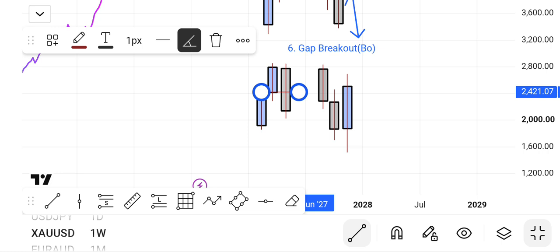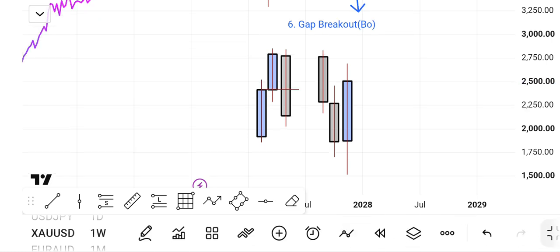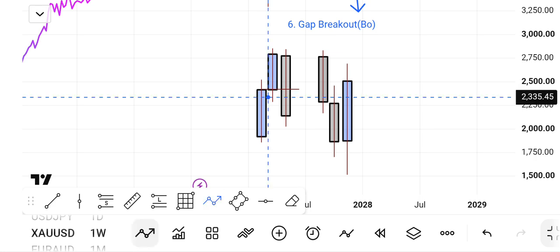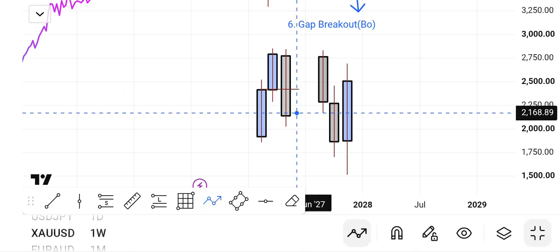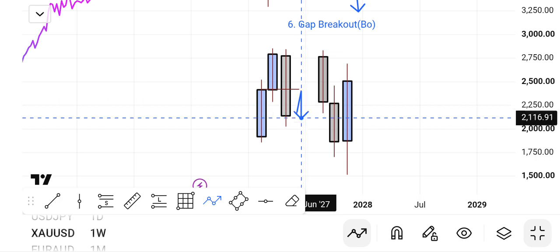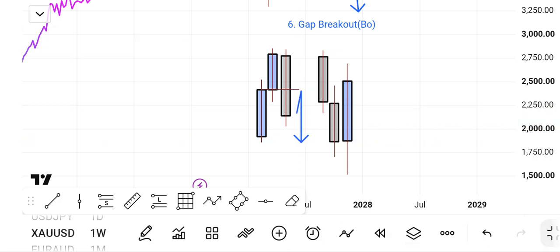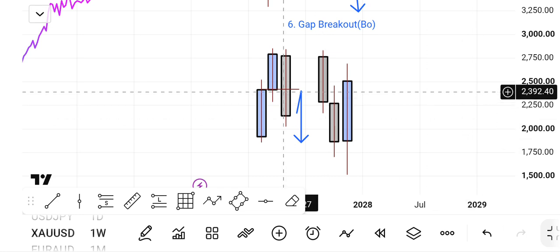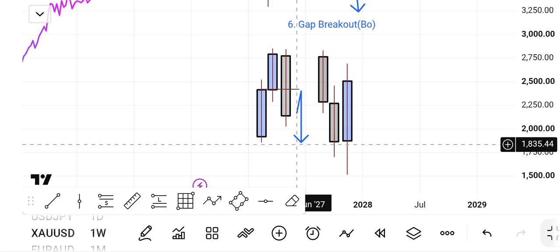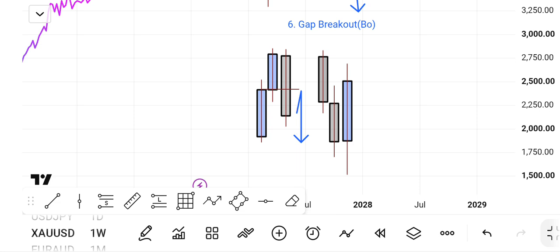It breaks the level, closes. What do you expect? Price will do this and sell off. So this will be standing. Initially, it was a support. Now it's a resistance that price will use to sell. Yeah, so this is the key level.